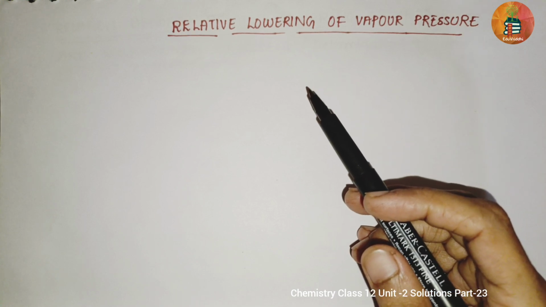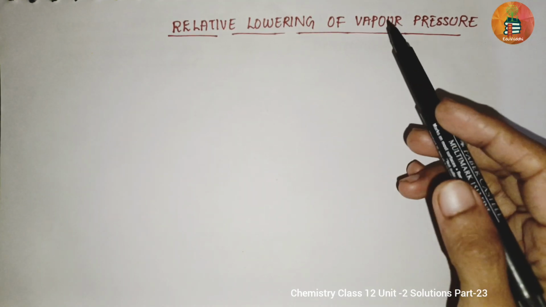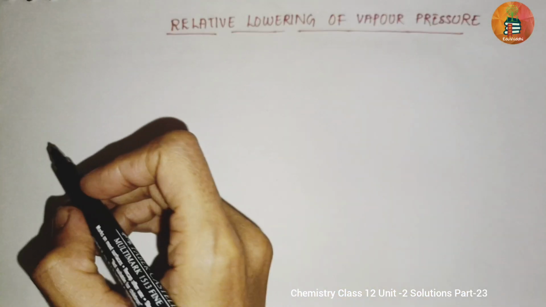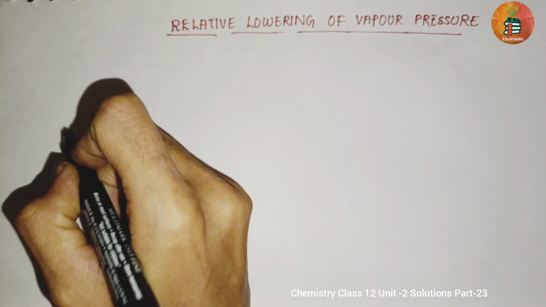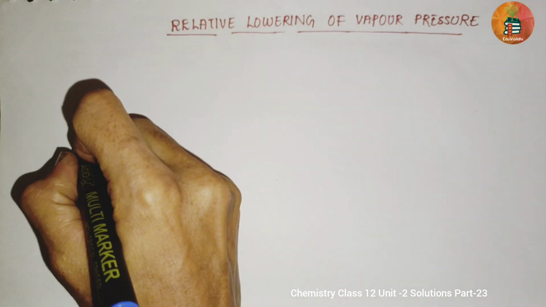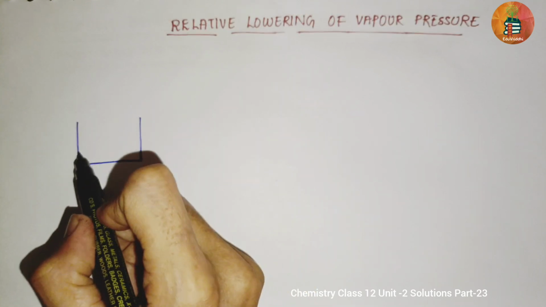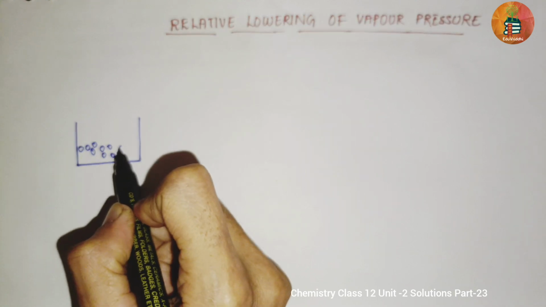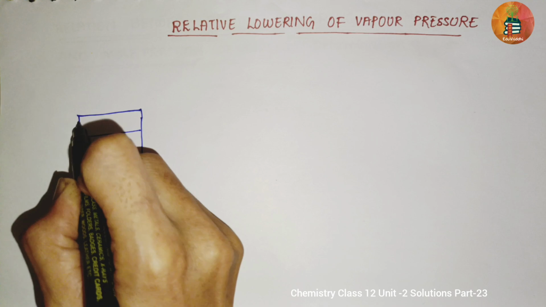Before studying this concept, let us split each and every word and study them. So what is vapor pressure? To understand vapor pressure, let me take one container which is having some solvent. Let me represent the solvent particles like this. And it is closed by using some lid.